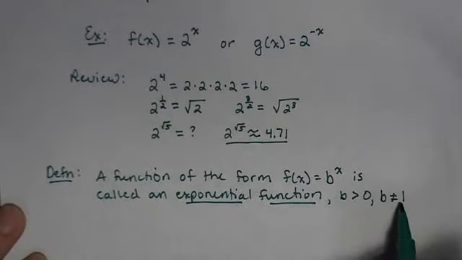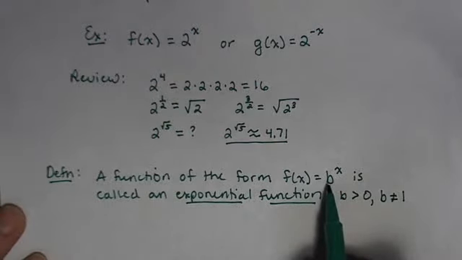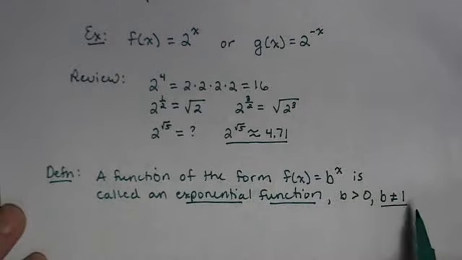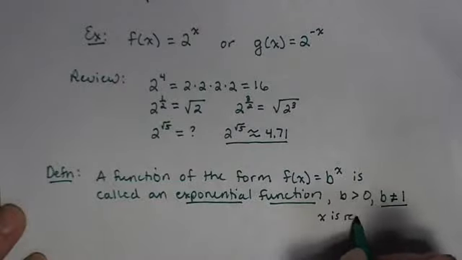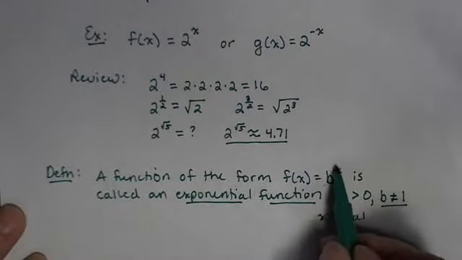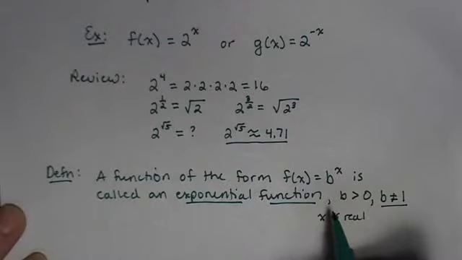And so if you think about it, if your base was 1, 1 raised to any exponent is what? Well, that's always going to be 1. And so when b is 1, you actually end up having a constant function, and it won't fit the pattern of the rest of the exponential functions. The other thing is that x is real. So our values that we plug in for x, just like every other function we've looked at to this point, is going to be a real number.